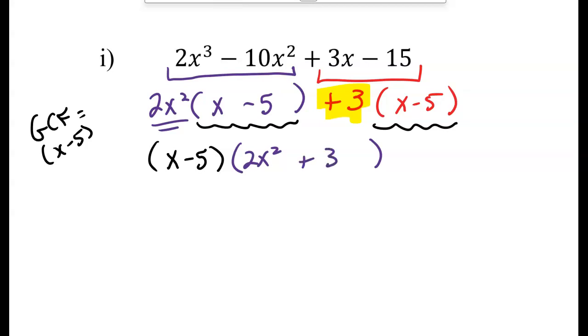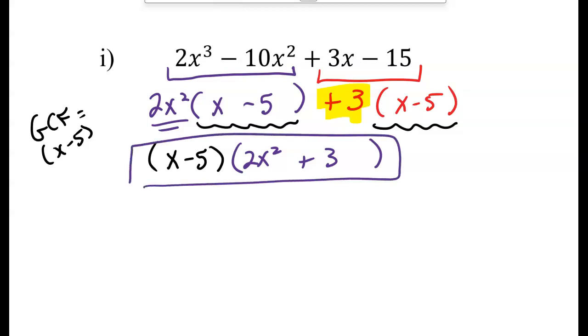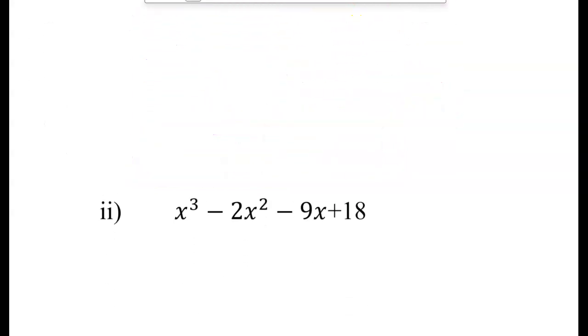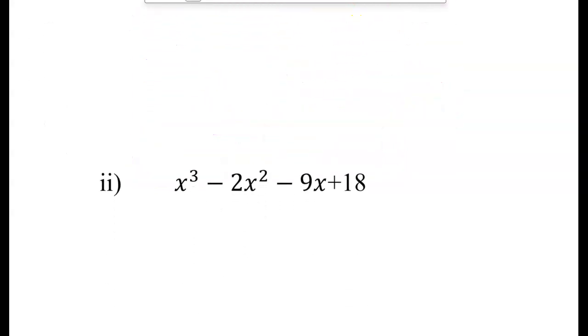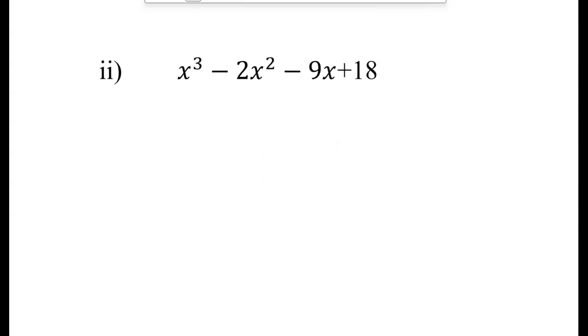Now you ask yourself this question, can I go further in either one of my quantities? Yes. X minus 5, can we go further? 2x squared plus 3, is that a difference of squares? Or a sum or difference of cubes? So are we good? Those of you who do factoring by grouping for factoring trinomials, do you see how it's really the same thing? It's really like you use this process. Okay, let's look at the next one here.